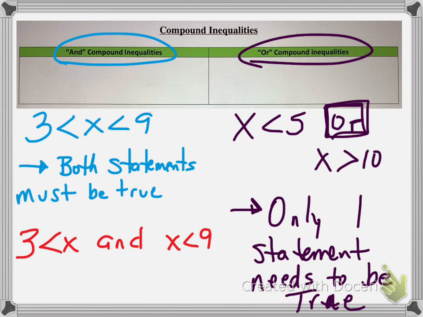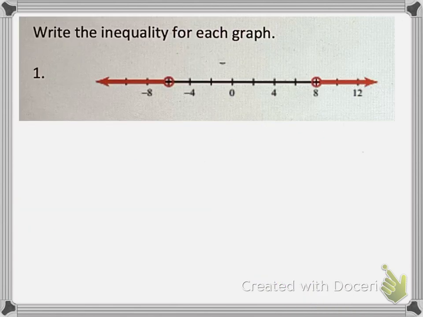Okay, let's take a look at these. So on this first one, how can I tell between an or and an and? Well, if I look at this, I've got an open circle here going out to the left, and an open circle here going out to the right. This is like me, and these are the oars of a boat. I can sit in between them and row my boat. So that is an or statement.